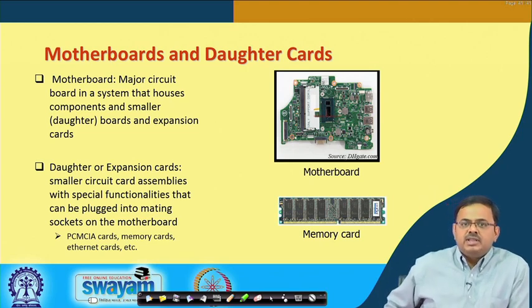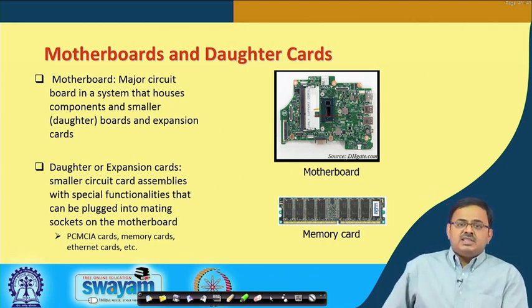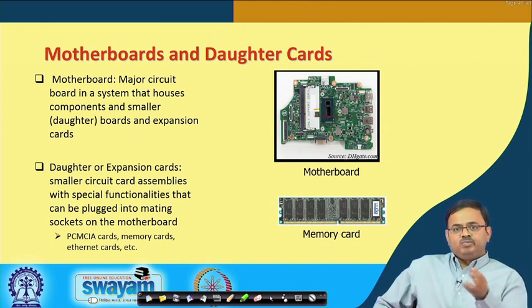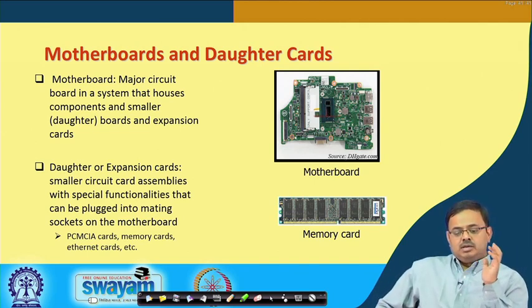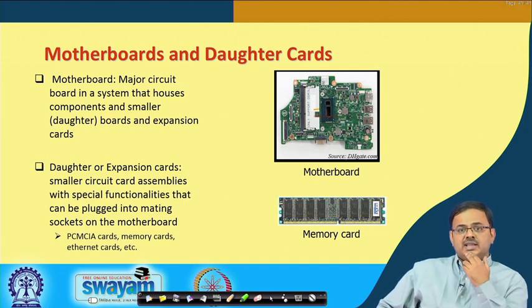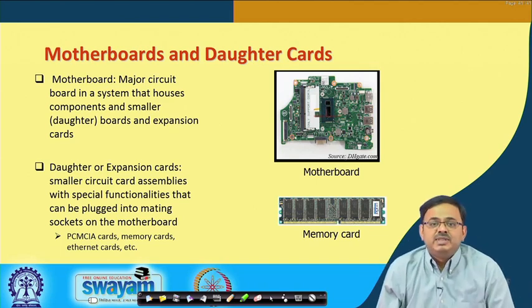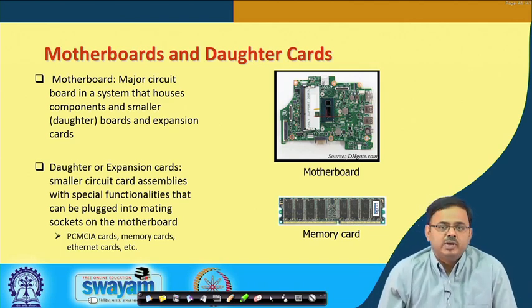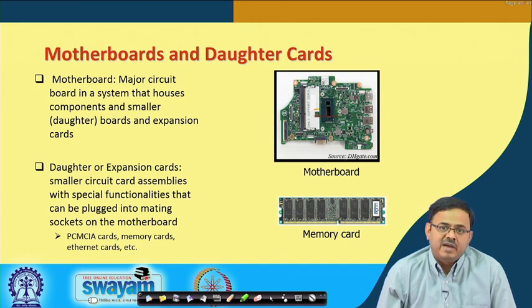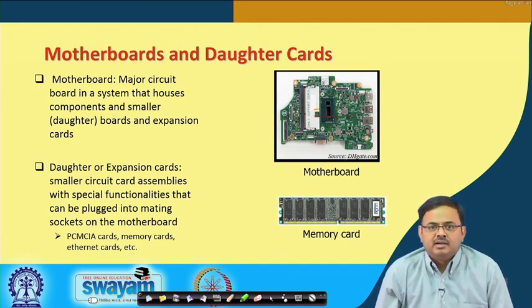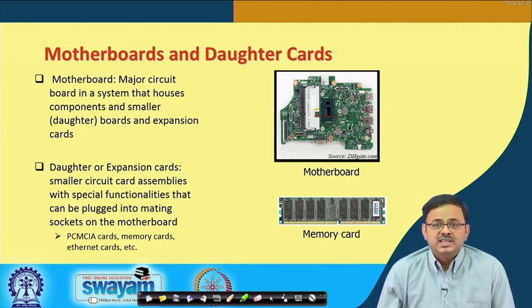So, memory cards are not the only thing; Ethernet cards, even these days the basic flash memory cards, okay. These are all small circuit boards with devices inside. PCMCIA is not very common these days, but that used to be common at one point of time. I have used that. It was pretty prevalent even 10 years back. Over the last few years, we do not see much of those. So, these are examples of daughter cards or expansion cards.